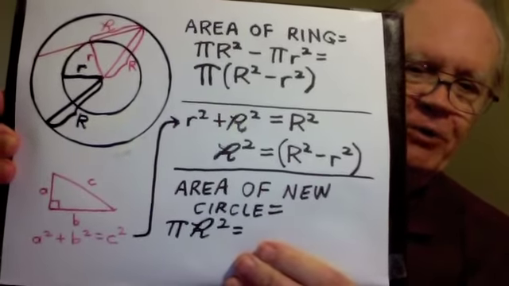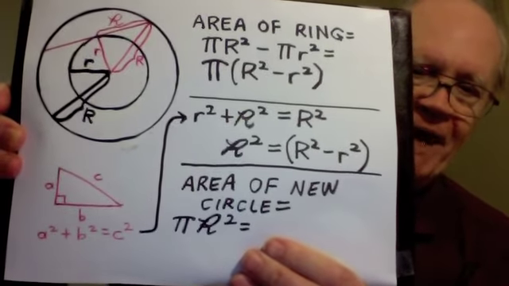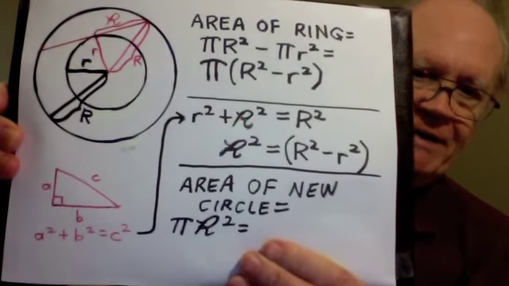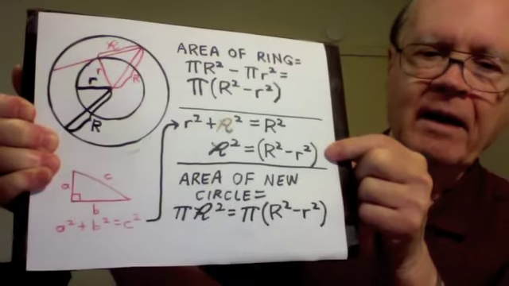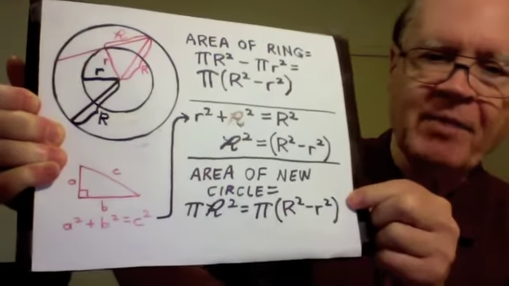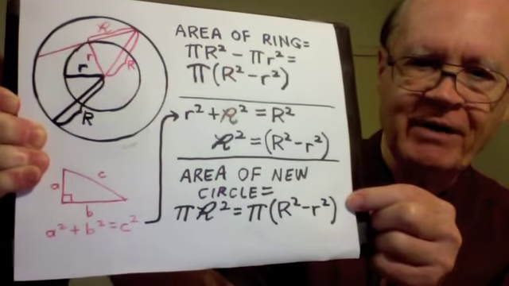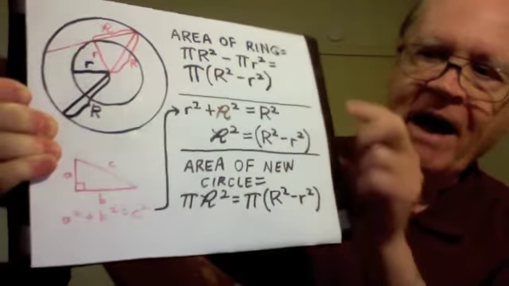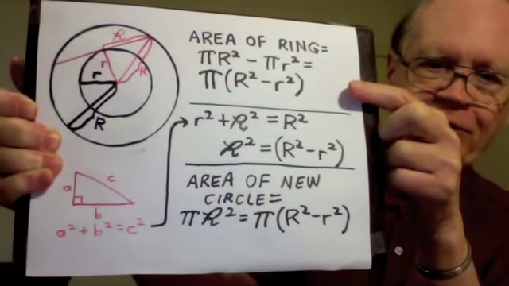So now turning to the area of the new circle, the circle that will have that red segment as its diameter, its area is pi times cursive r squared, and making this substitution gives us the area as pi times capital R squared minus little r squared, which is the same as the area of the ring. And that's what we were supposed to prove.